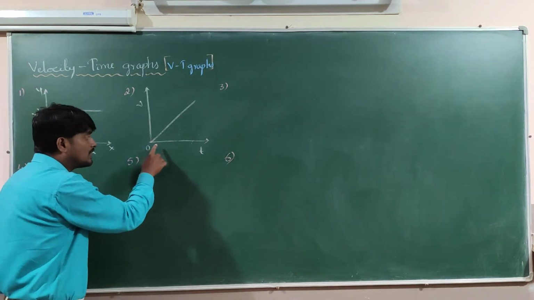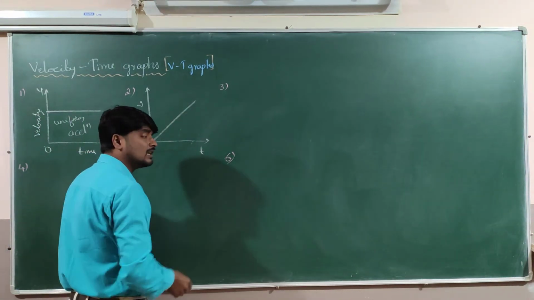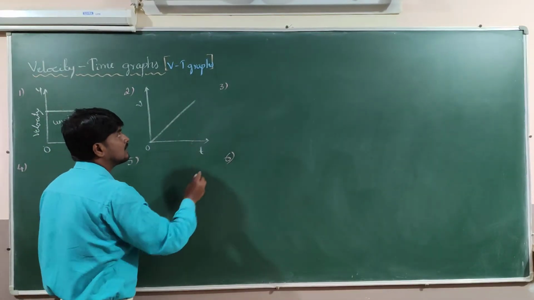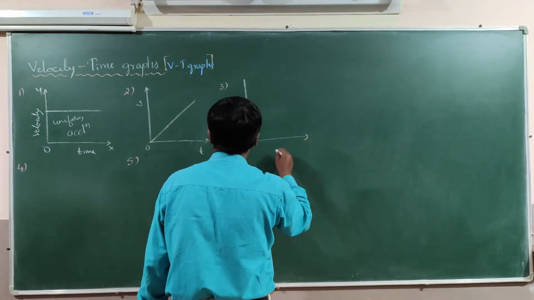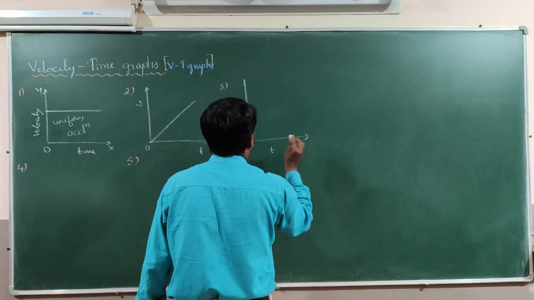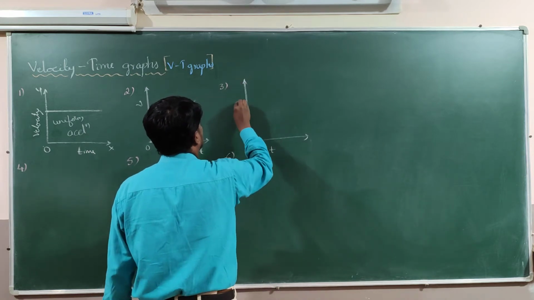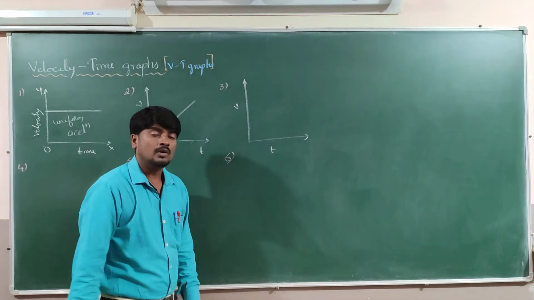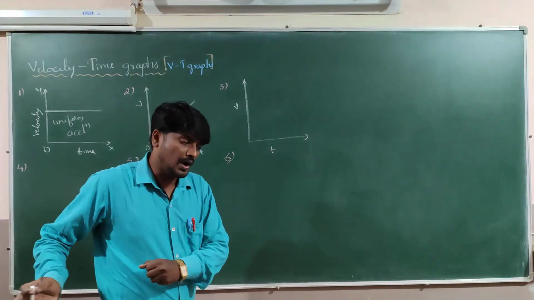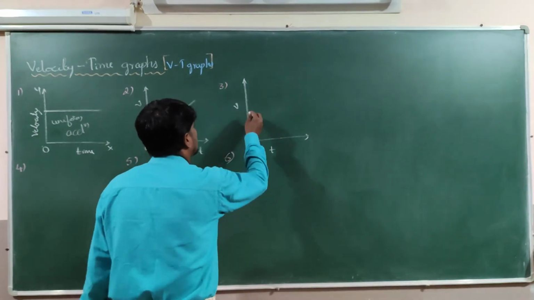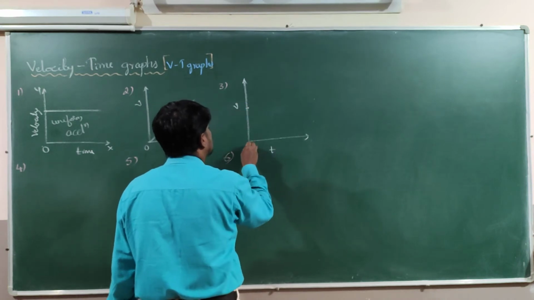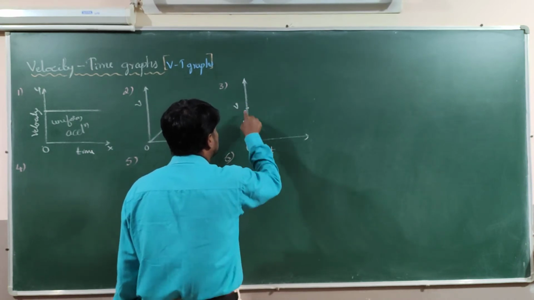So now, with the help of this one, I will take another kind of graph. Same graph, but with a slightly different meaning. So let's take again time along the x-axis, then velocity along the y-axis. Now, as I said, the body has already moved a certain distance having some speed. Let us say the velocity of the object at time t equal to 0 is here, this much.